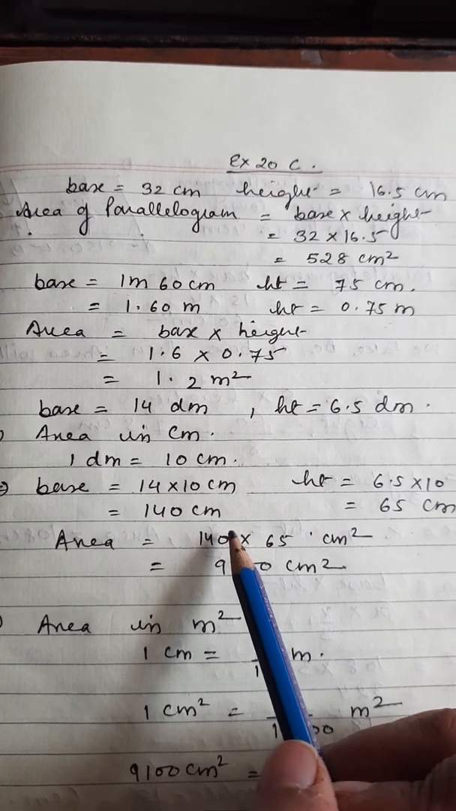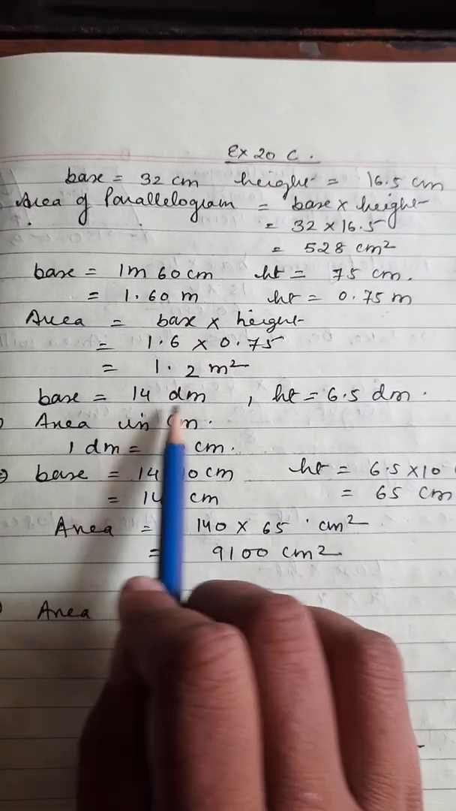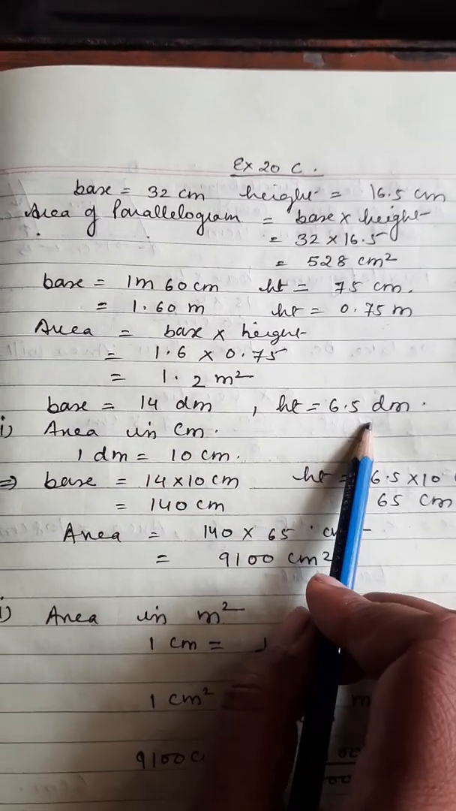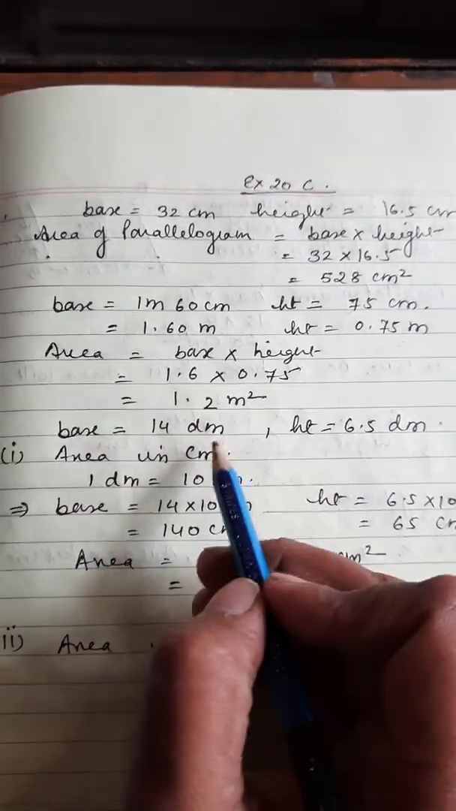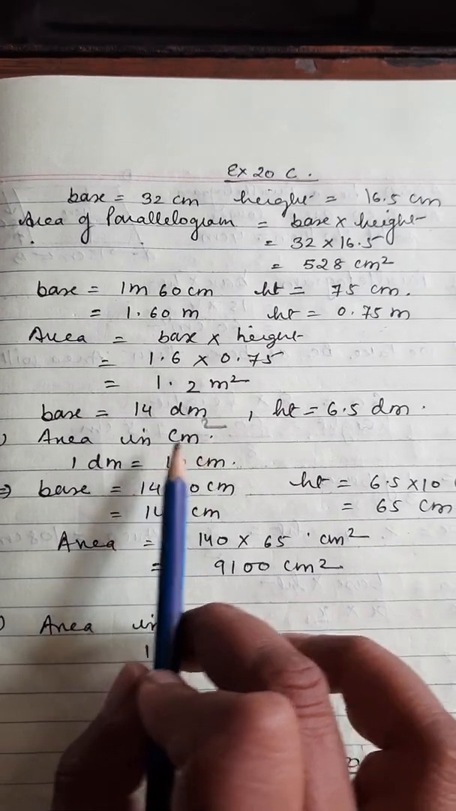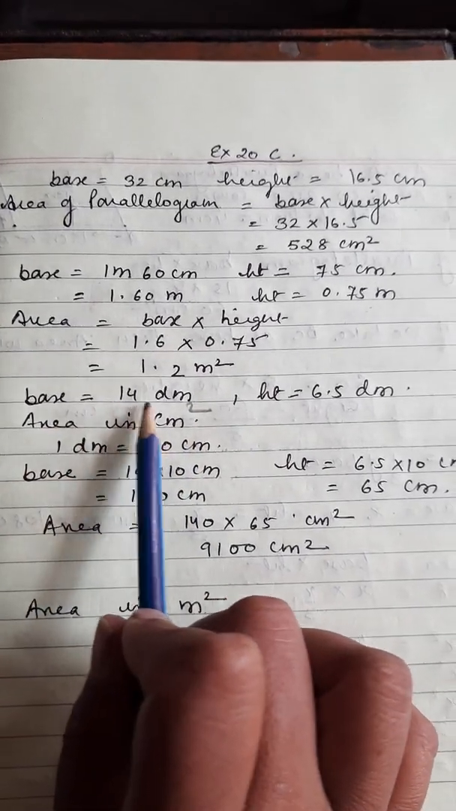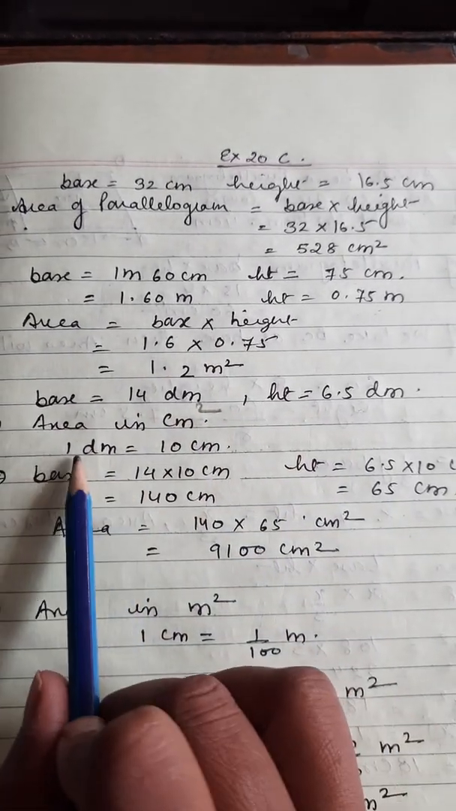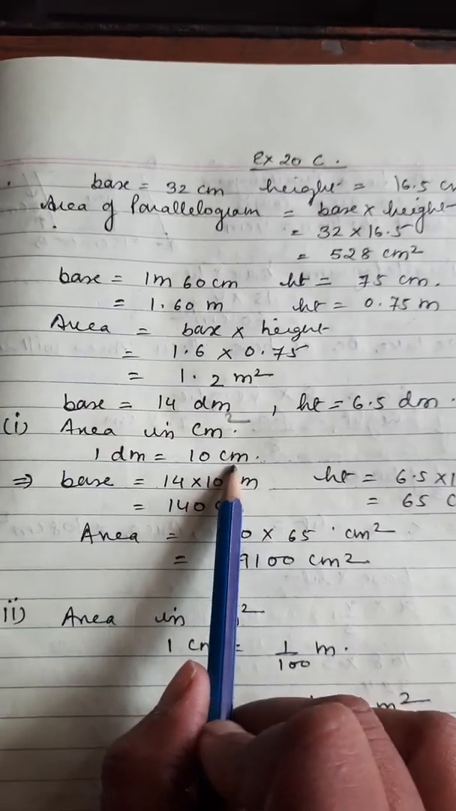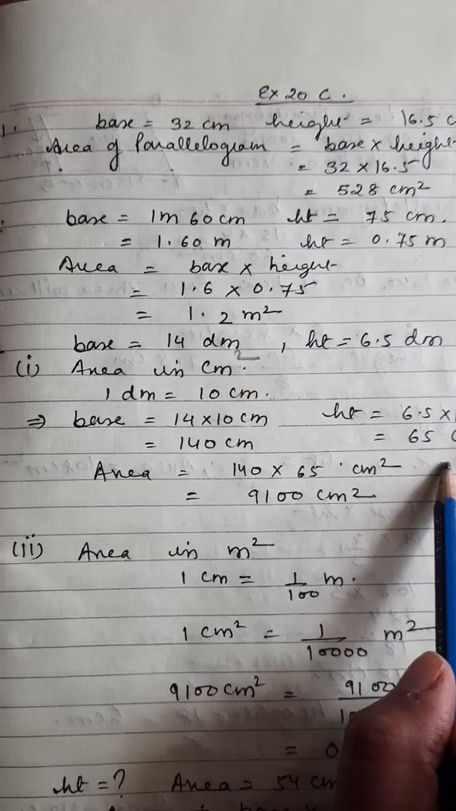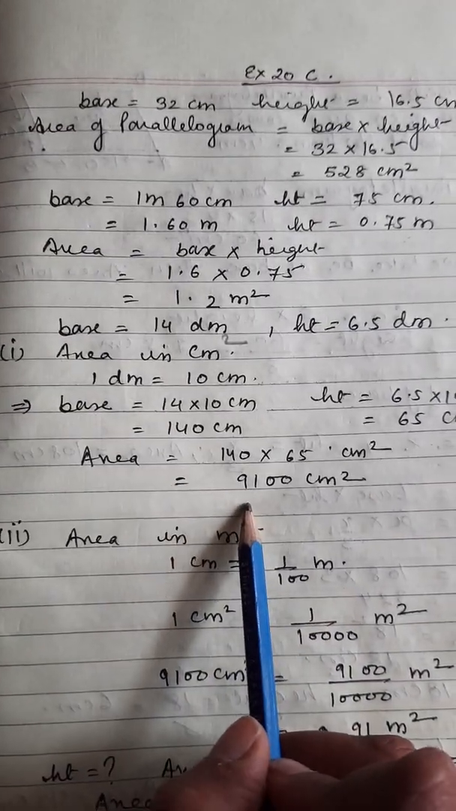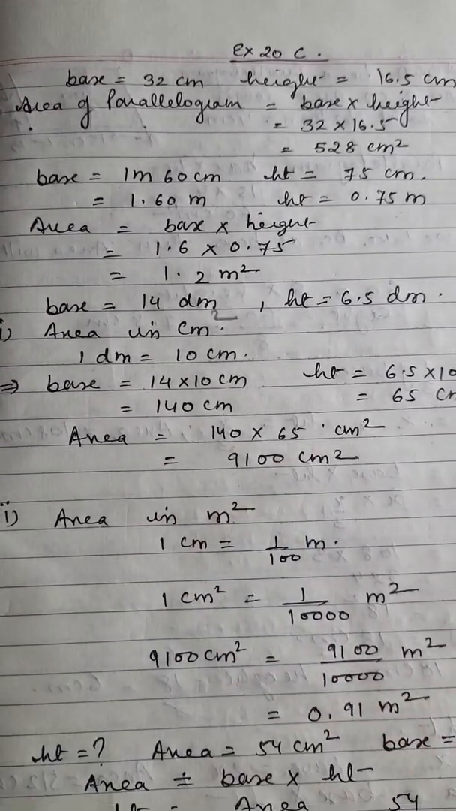In question number 3 also, base is given in decimeter, and height is also given in decimeter, but they want area in centimeter square. So when we find it in centimeter square, I will convert my base and height into centimeter. So 1 decimeter is equal to 10 centimeter. So base is equal to 140 centimeter and height becomes 65 centimeter. Then again applying the formula, area is equal to base into height, we can get the answer.